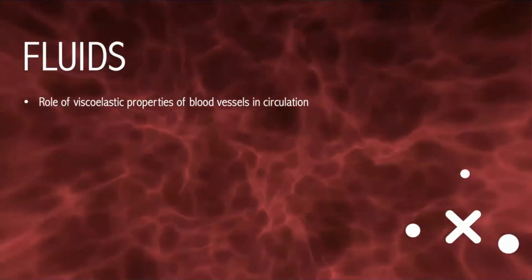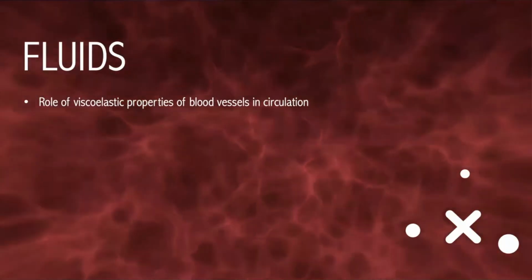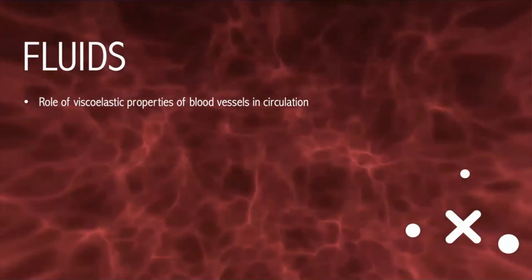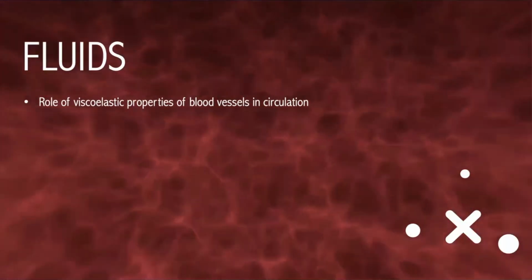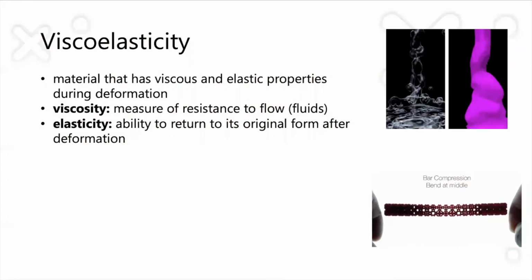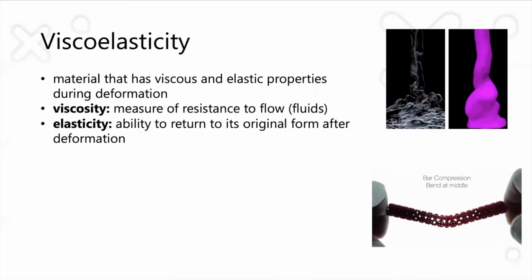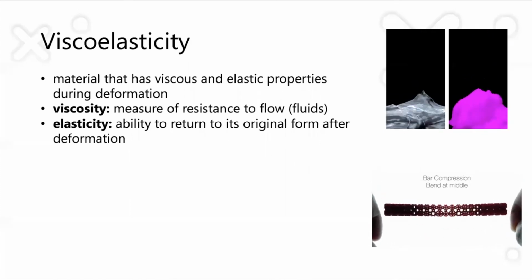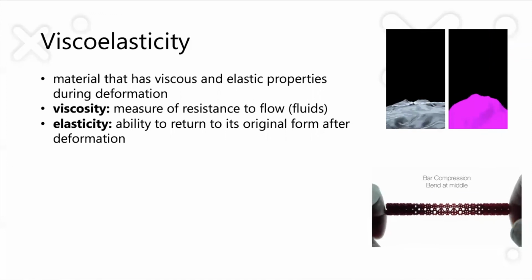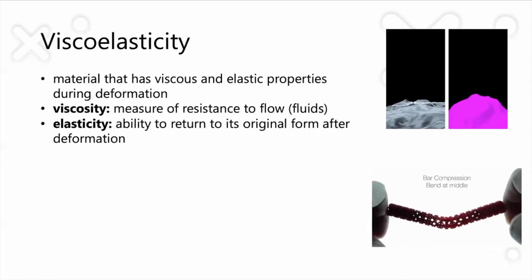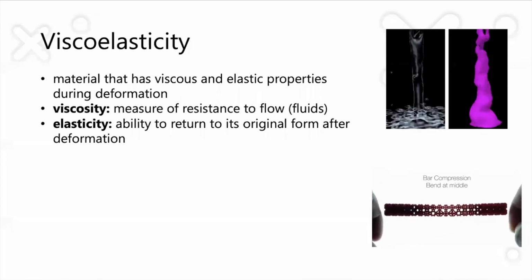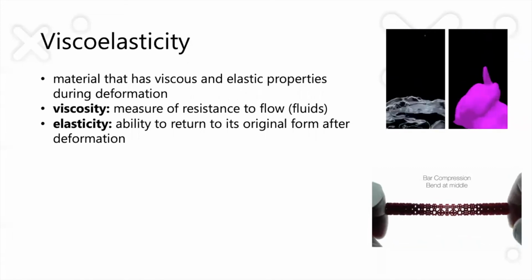And lastly, we will talk about the role of viscosity or viscoelastic properties of blood vessels in circulation. First, what does viscoelasticity mean? Viscoelasticity describes a material that has viscous and elastic properties during deformation. And there we have the viscosity. The viscosity is a measure of resistance to flow.